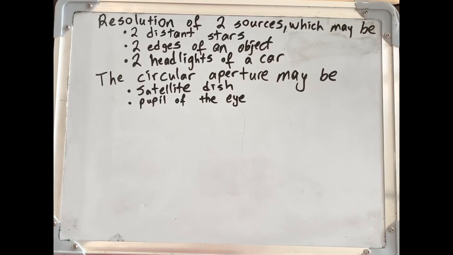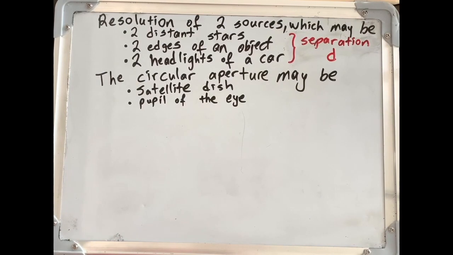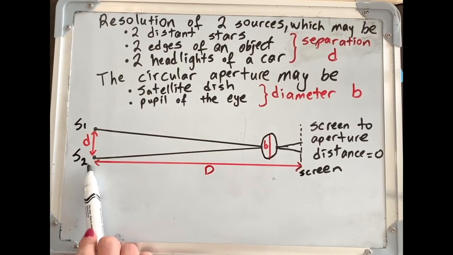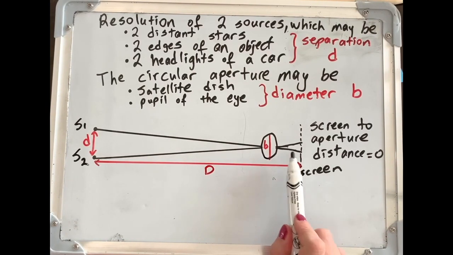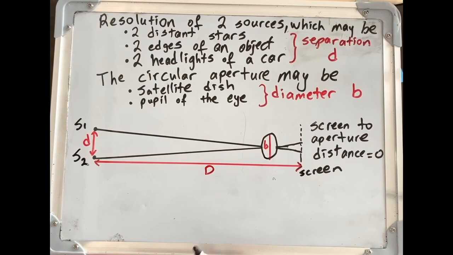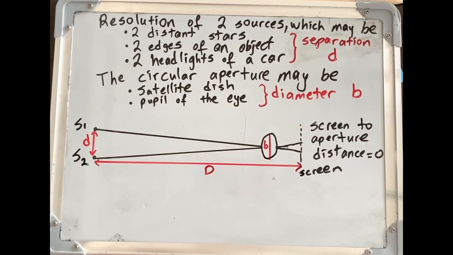I will label the separation of the two sources as small d, and I will label the diameter of the circular aperture as b. Looking at this diagram, these are the two sources to be resolved. Separation small d. Capital D is the distance to the sources from the aperture or the screen, because this distance is so small we can approximate that to be 0. This is the circular aperture that we observe from, and b is the diameter of it. Wavelength is the usual lambda.